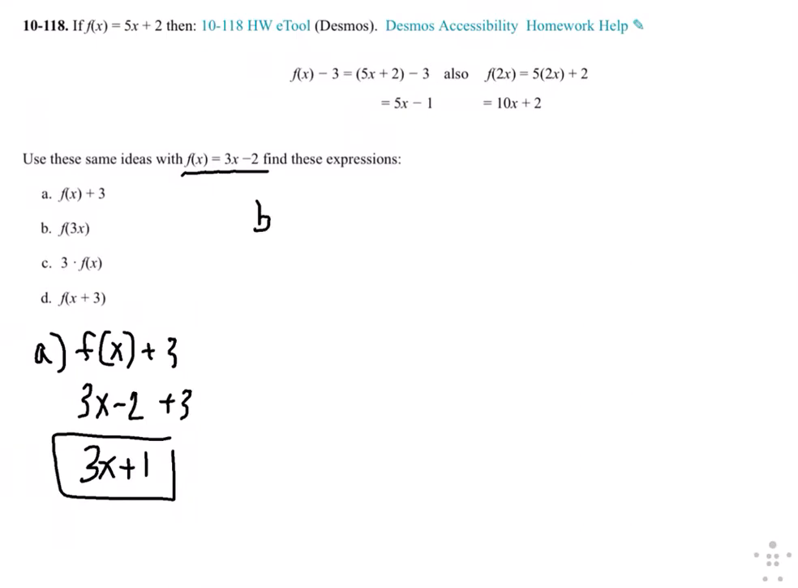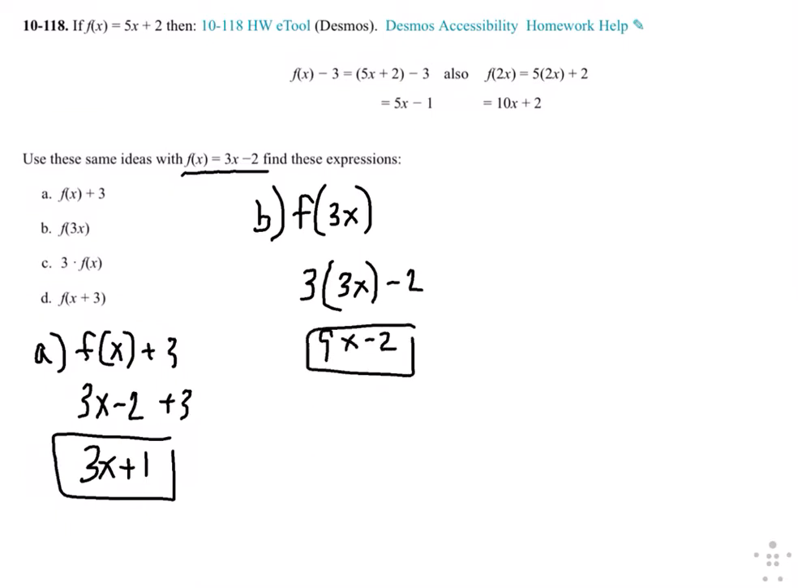For b, I could do that here. They want f of 3x, right? So that means wherever I see an x, I'm going to put 3x, right? So that's 3 times 3x minus 2. That's 9x minus 2 for b.